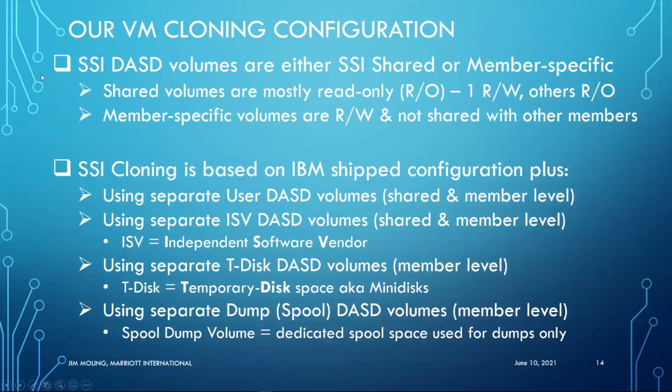So basically, with user and ISV volumes, as we've seen, you have them both on the shared and the member level side. But T-disk and dump volumes are going to be basically member specific, right? So you want to have one for all your members. You're going to have separate space for each one, dedicated space.